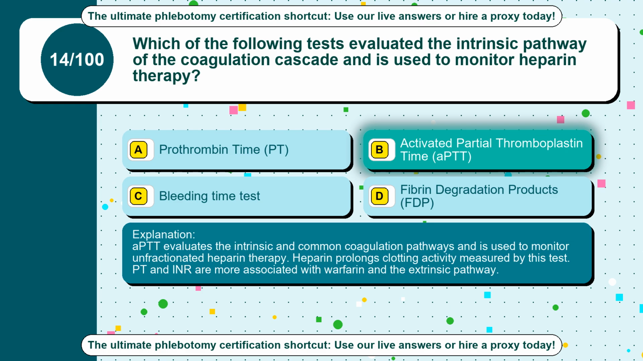APTT evaluates the intrinsic and common coagulation pathways and is used to monitor unfractionated heparin therapy. Heparin prolongs clotting activity measured by this test. Patient and INR are more associated with warfarin and the extrinsic pathway.